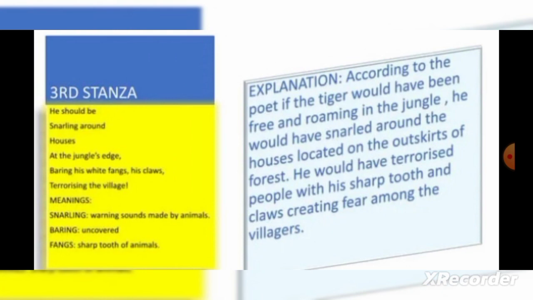Let's see the third stanza of the poem. He should be snarling around houses at the jungle's edge, bearing his white fangs, his claws, terrorizing the village. Okay, here in this stanza, according to the poet, if the tiger had been free and roaming in the jungle, he would have snarled around the houses located on the outskirts of the forest. He would have terrorized people with his sharp teeth and claws, creating fear among the villagers.